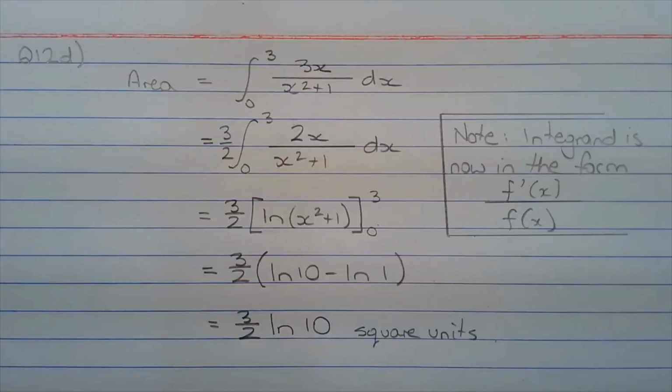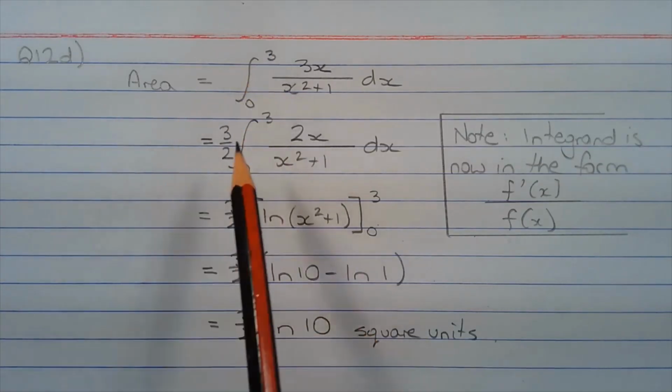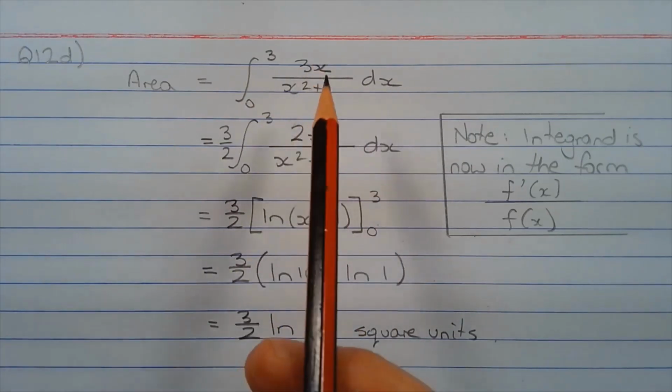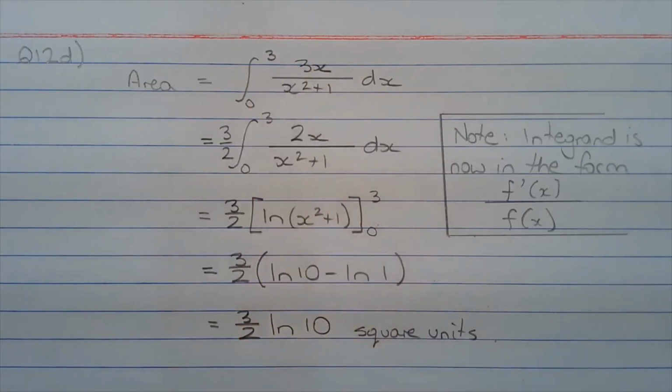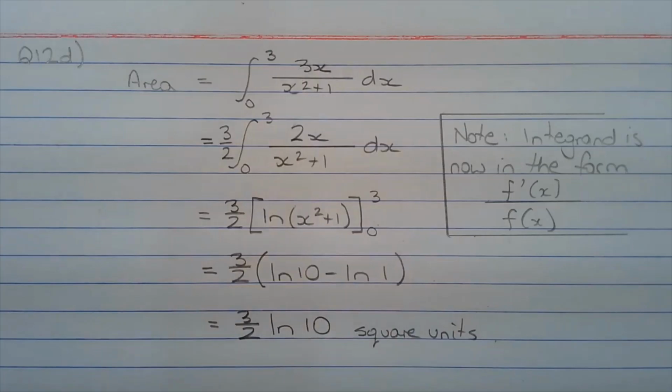Since the shaded region is entirely above the x-axis, the definite integral in this case represents the area under the curve. So the area is equal to the definite integral from x equals 0 to x equals 3 of 3x over x squared plus 1 dx. Now the integrand is almost in the form f dash of x over f of x, but we want 2x in the numerator to be truly in the form f dash of x over f of x, which means that the primitive is going to involve a logarithmic function.